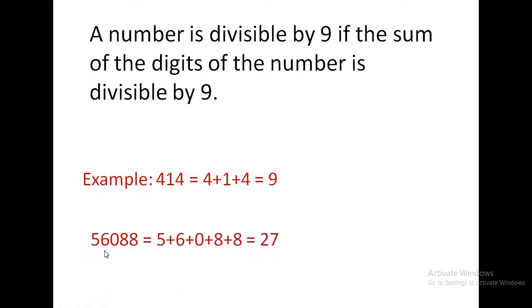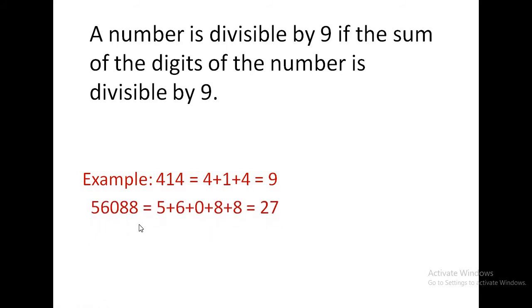Another example, children, 56,088. Is it divisible by 9? So add all the digits, you get 27. The sum is divisible by 9, hence 56,088 is also divisible by 9.